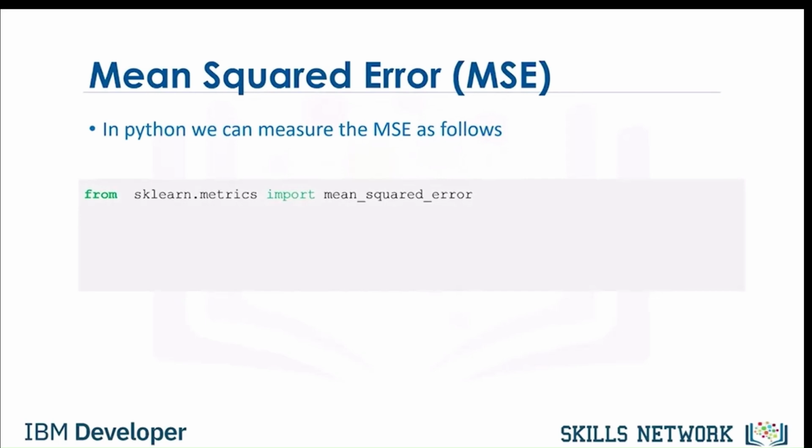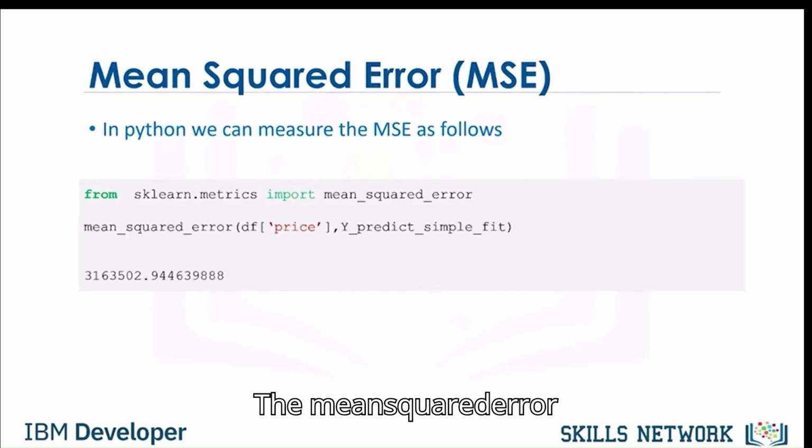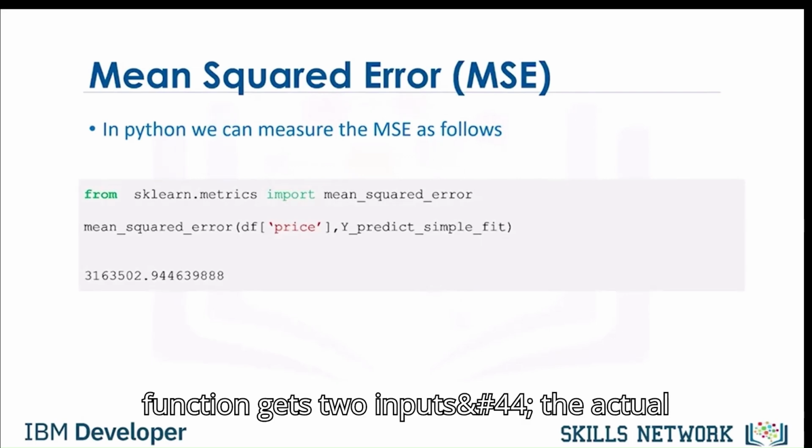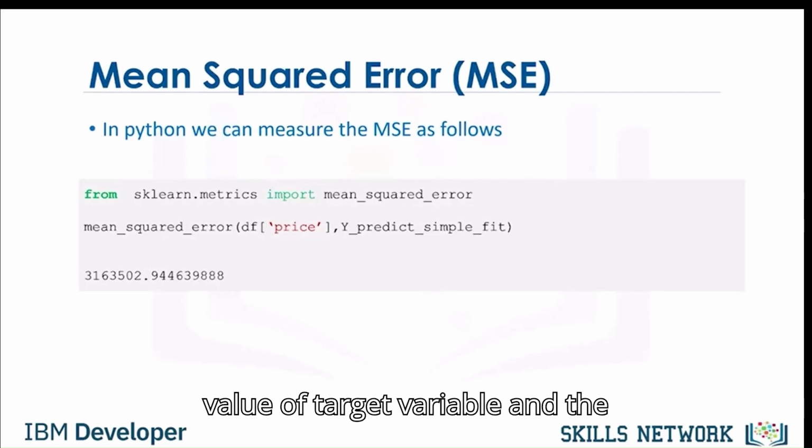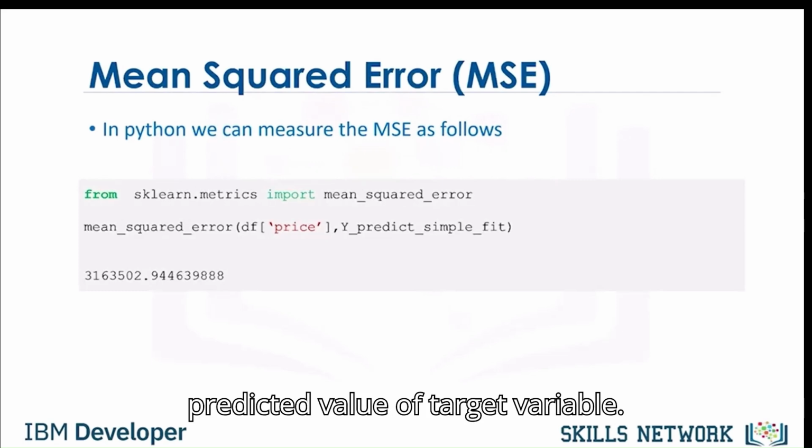To find the MSE in Python, we can import the mean_squared_error from scikit-learn.metrics. The mean_squared_error function gets two inputs, the actual value of the target variable and the predicted value of the target variable.